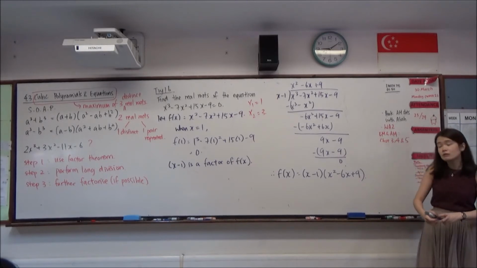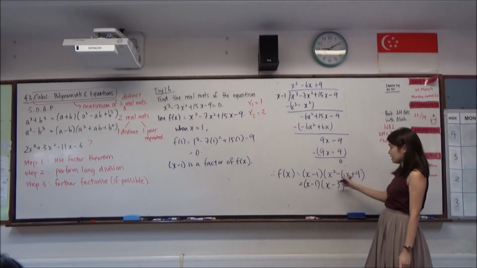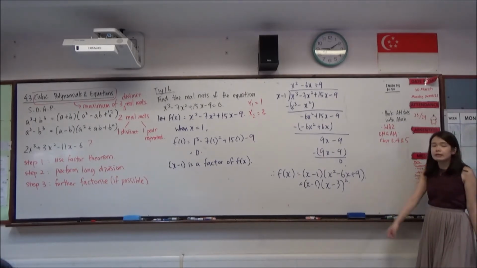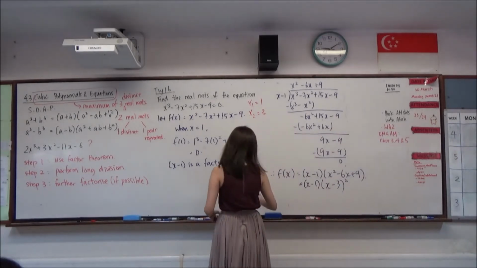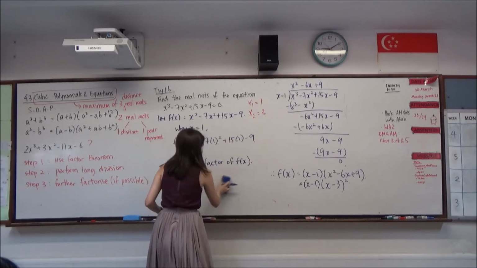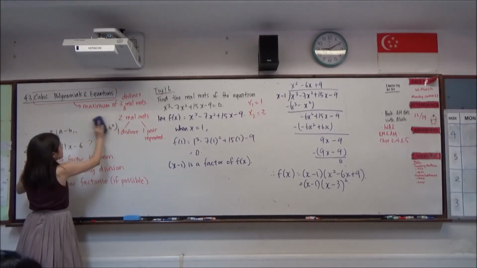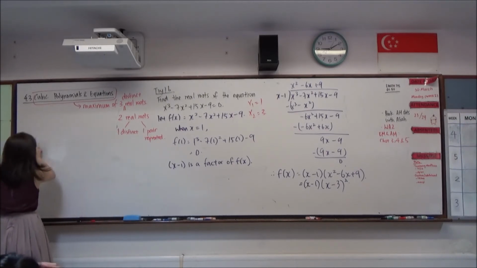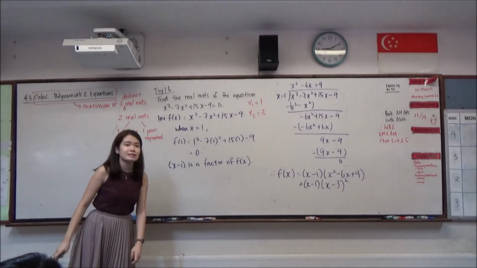Minus 6x plus 9. We can further factorize the quadratic part, which actually gives us (x minus 3) squared. So x minus 3 is the repeated factor. I erase this side of the whiteboard. So f(x) is (x minus 1) times (x minus 3) squared.